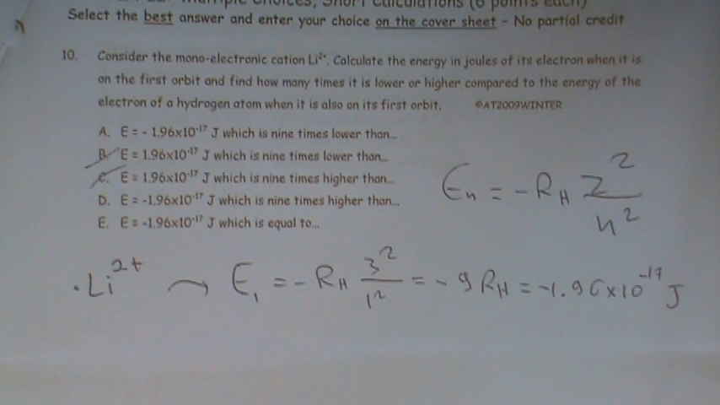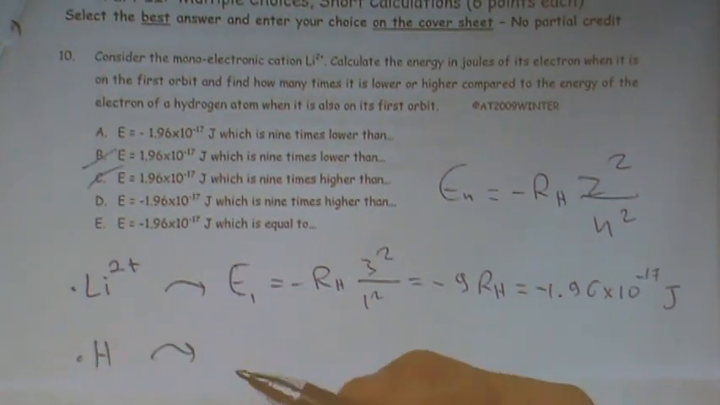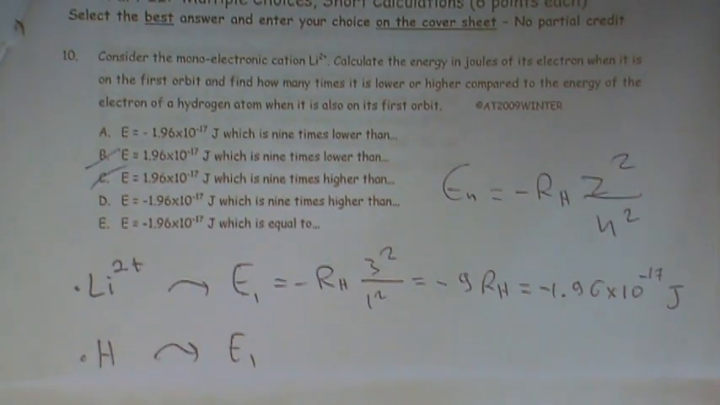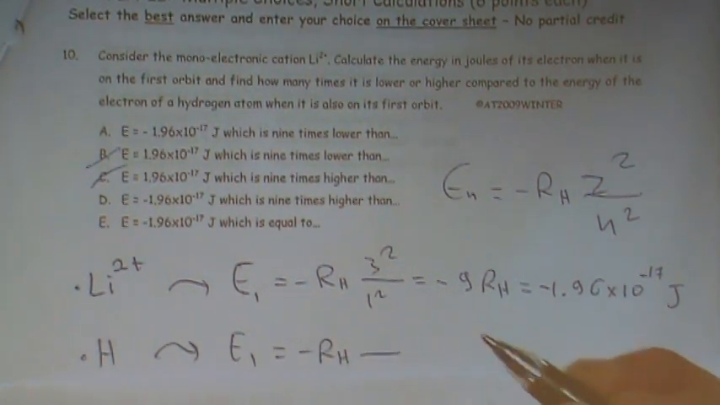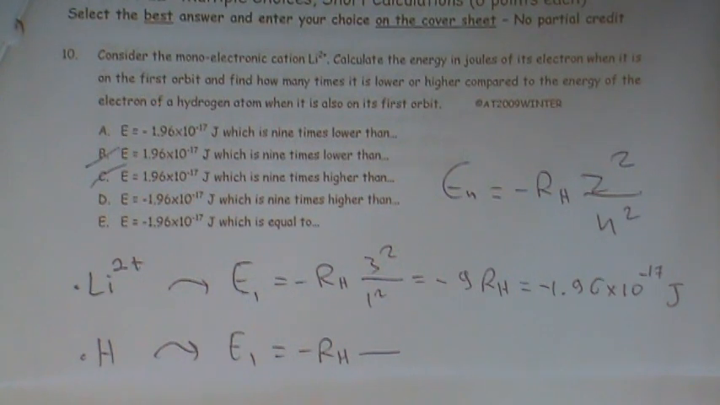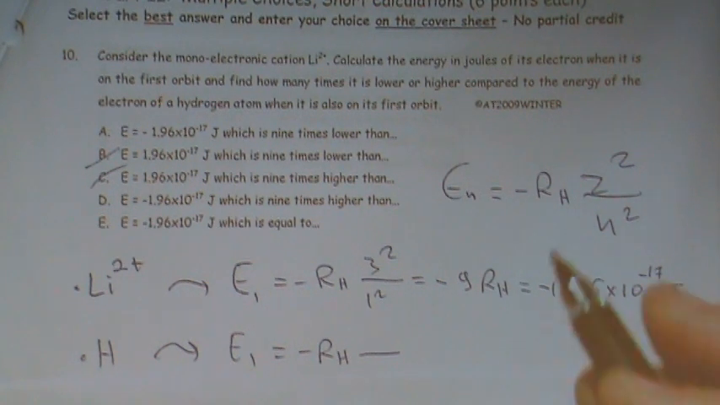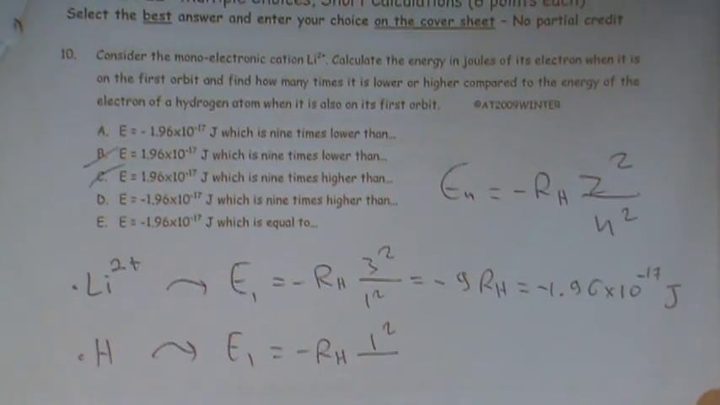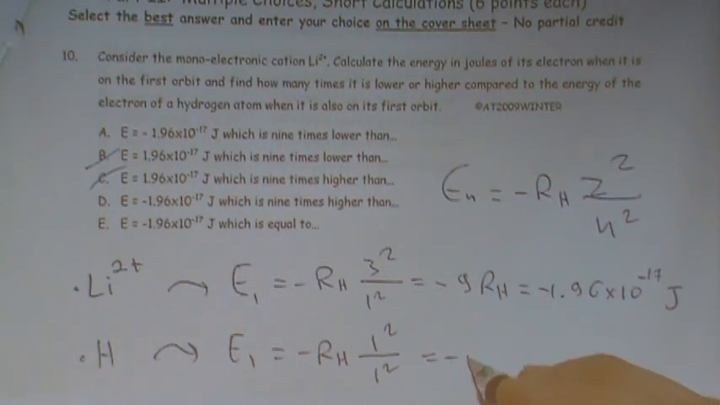How many times, relatively speaking, are the 2 energies? Well, there's no way to do that unless you calculate the energy of the hydrogen. So here is hydrogen, an atom of hydrogen, and again you talk about the electron in the first orbit. That will be minus RH times, in this case, Z equal to 1, because it's hydrogen, atomic number 1. So it's going to be 1 squared divided by n equal to 1, so 1 squared. And that will make it minus RH.